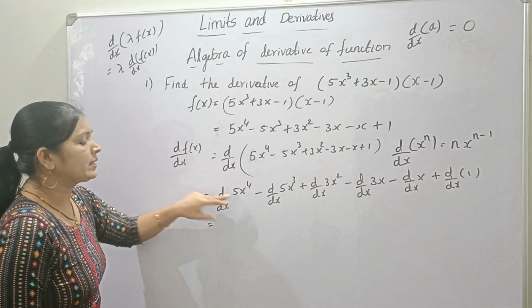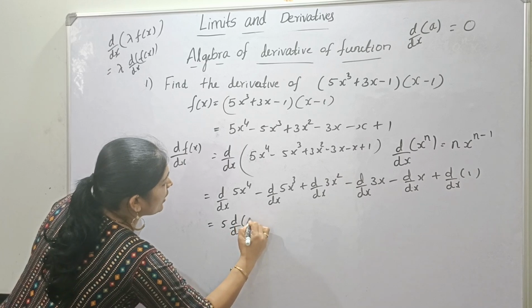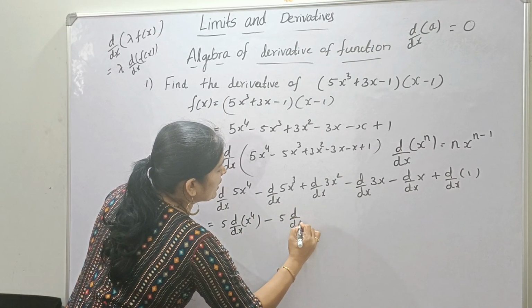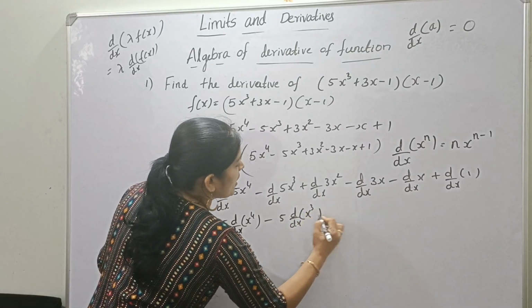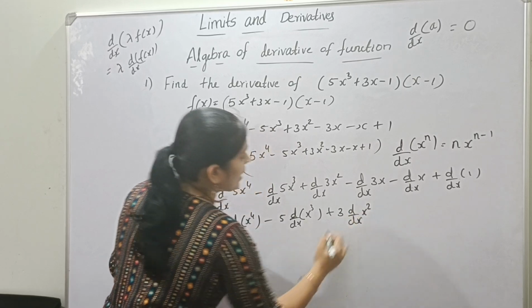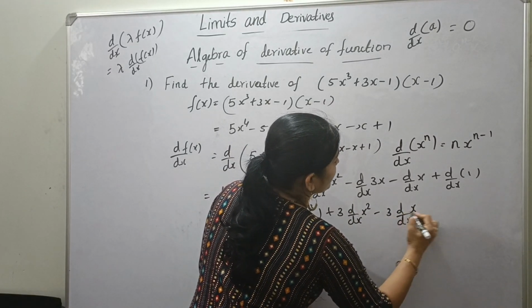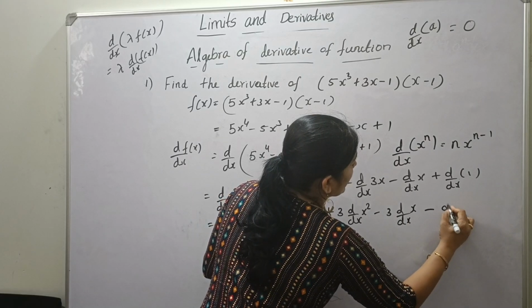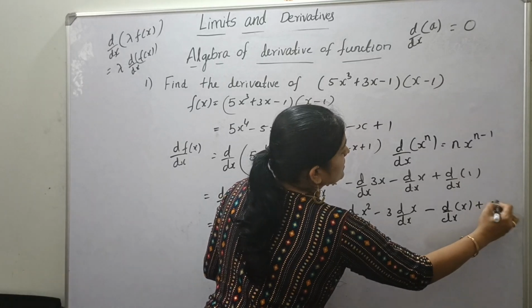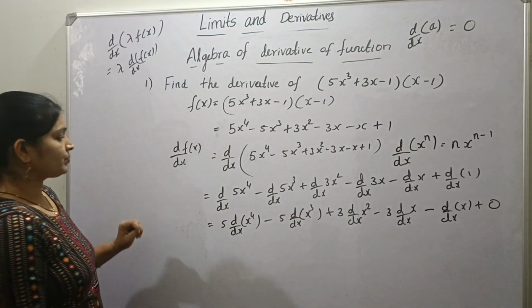Now we can take this 5 outside. Okay, 5 into d by dx of x raised to 4 minus 5 into d by dx of x cube plus 3 into d by dx of x square minus 3 into d by dx of x minus d by dx of x plus, here it is 0. d by dx of a constant is 0.